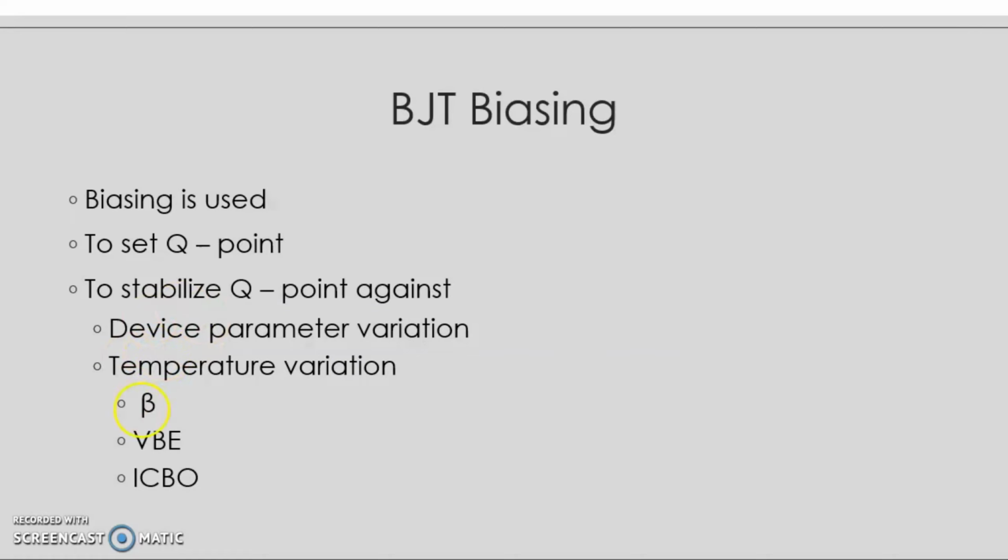Device parameter variation means, suppose you are using a transistor in an application and the transistor leg has broken or the transistor has blown off, then you need to replace the transistor. When you replace it with a transistor of the same number, the beta value may vary, because some parameters vary from device to device. That is called device parameter variation. If beta varies, then since IC is beta times IB, the IC value can vary and hence the VCE value can also vary. So the Q point can vary.